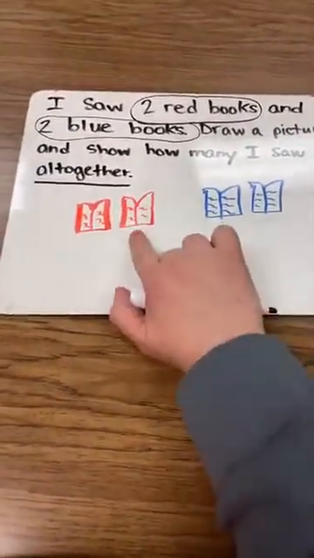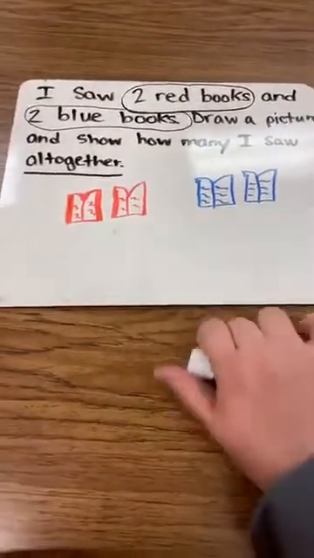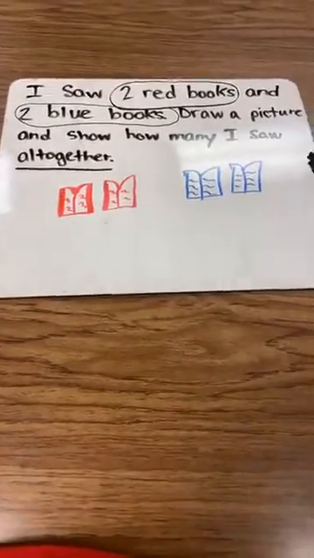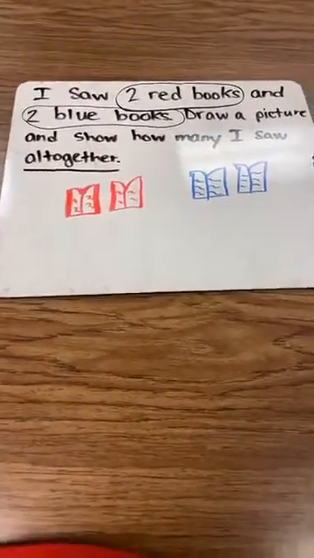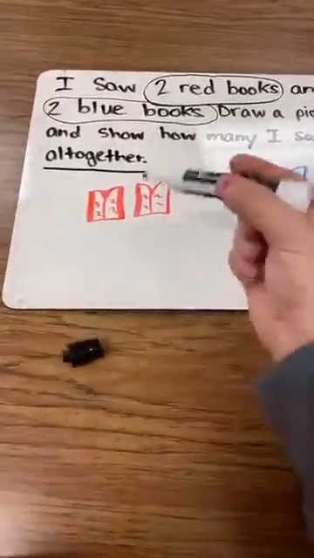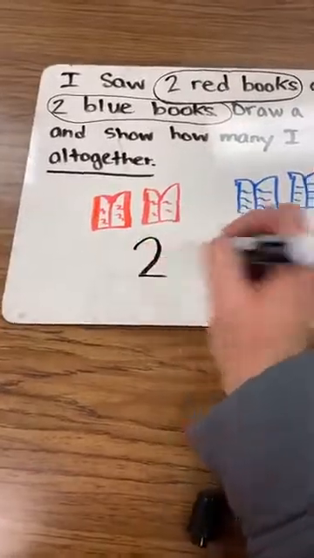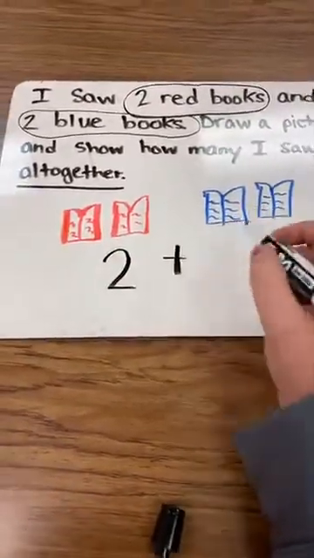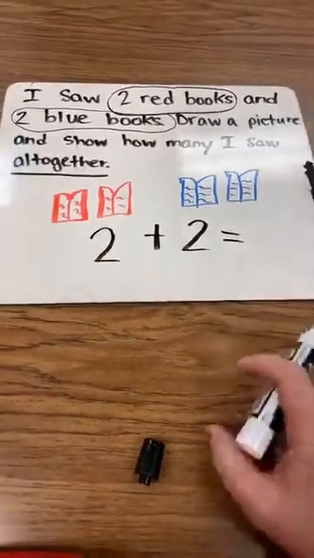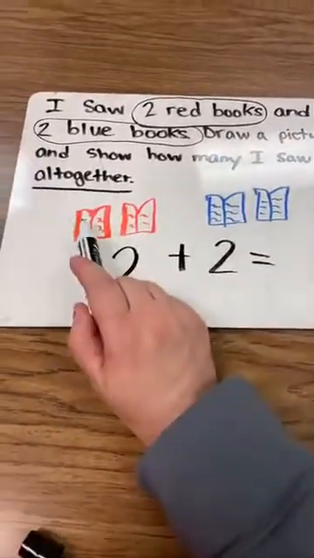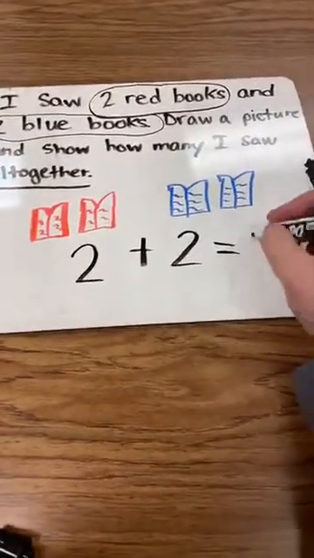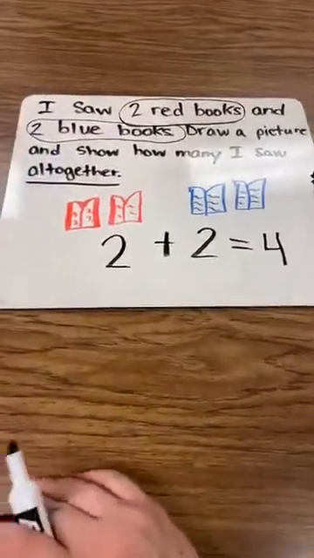Now, I saw 2 red books and 2 blue books. But I want to know how many I saw all together. So that means that I have to add them up. So I know that I have 2 over here because I saw 2 red books plus 2 blue books equals how many books do I have all together? 1, 2, 3, 4. So I saw 4 books.